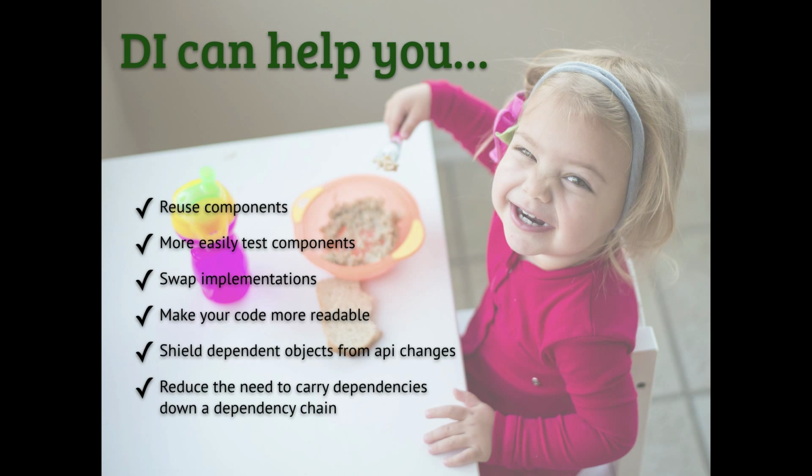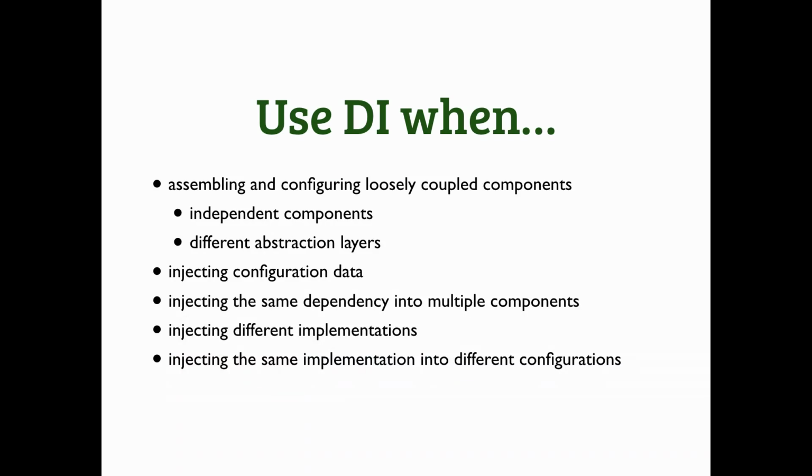All right, so why would you use this? It's going to help you reuse components across projects, even within the same project. It's going to let you test easier because you're going to be able to swap out implementations. And even in production, or as you move through environments, you'll be able to swap out the implementation. It also makes your code more readable by taking those out. You can also shield your own code from API changes, so it's kind of an adapter or translator from your dependencies, and sometimes it helps you from having to pass down a whole bunch of stuff throughout your program.